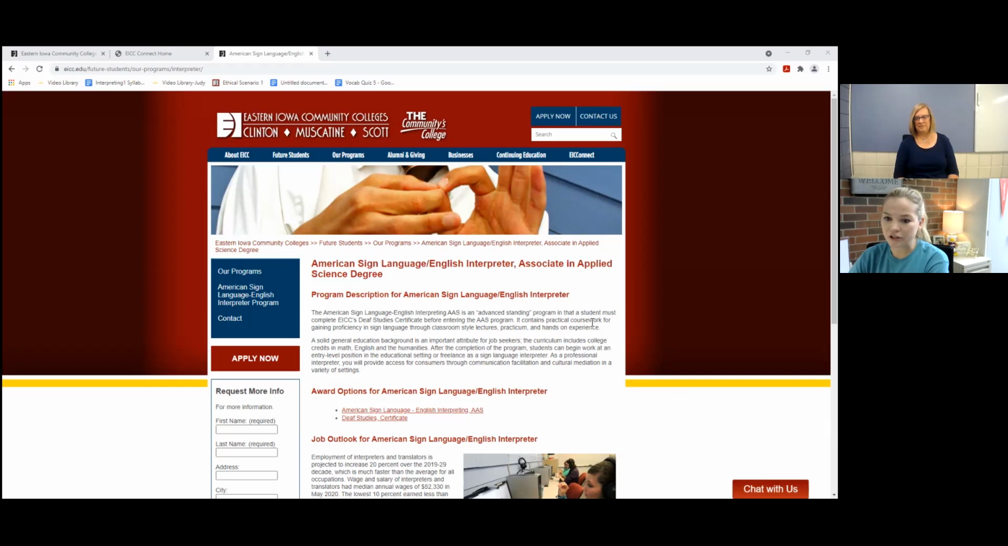Then we do want to see a transcript from either a previous college or high school that you've attended. We do ask that students take an assessment test as well, such as the ACT, or we offer the free ALEKS Math test available for students too. And then you'd be able to meet with an advisor, get registered for classes, and pick out your schedule. So that's the process to get started with us.